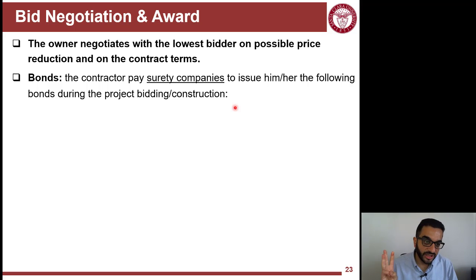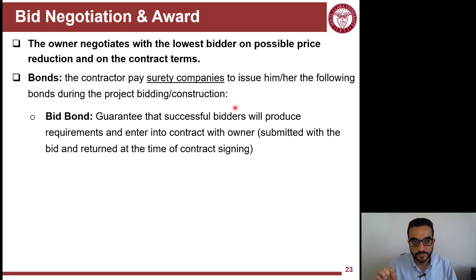So there are three main types of bonds here that we'll go over. First one is the bid bond. So the bid bond here is a guarantee that if a bidder is successful, meaning they were selected because they were the low bidder, this selected bidder will produce the requirements to enter into the contract with the owner. Meaning that if my bid was selected, I will commit to this bid. So I will not run away.